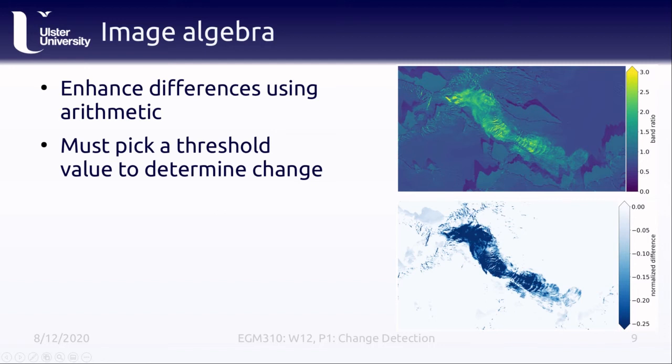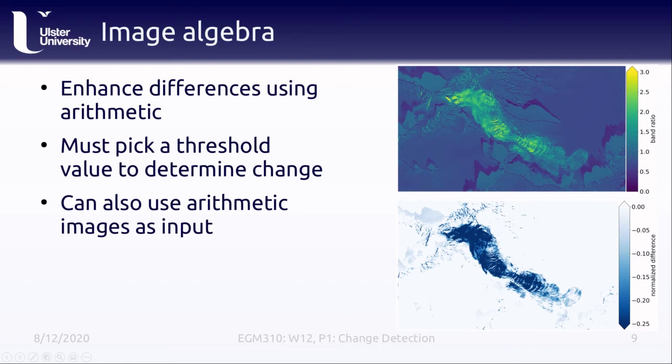We can also do algebra with arithmetic images. As an example, a difference of differences can show us changes in multiple bands at once. Think back to the first slide of this lesson, where a decrease in NDVI shows us where large changes in vegetation cover have occurred due to, for example, a hurricane.